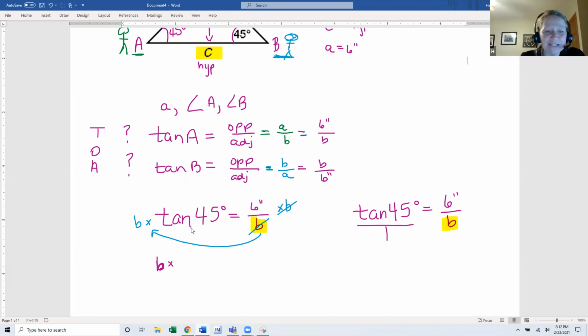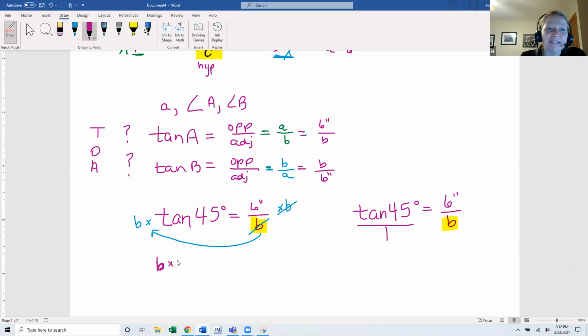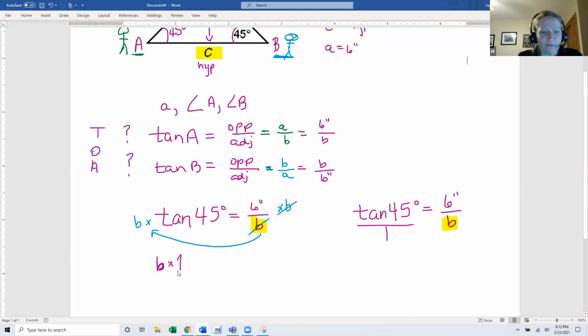All right. Okay, so tangent 45 is indeed 1, just the number 1 all by its little self. Okay, so we got 1 here, and that's equal to 6 now, right? So we got b times 1, which is just b, right? So b equals 6.